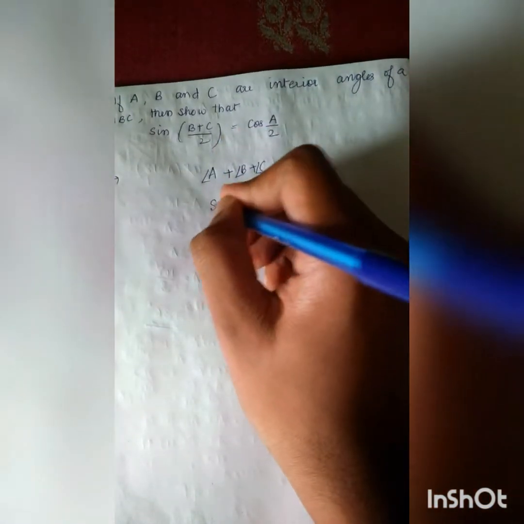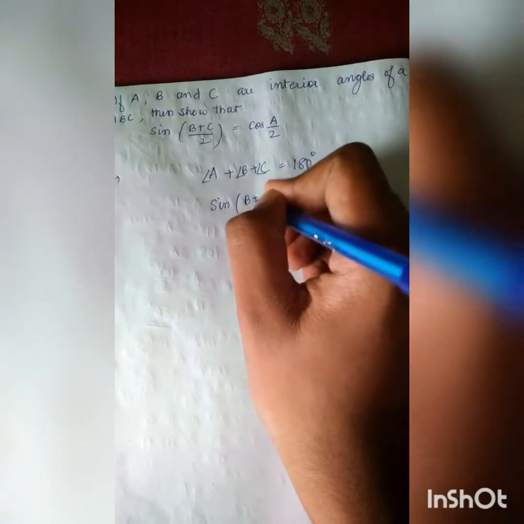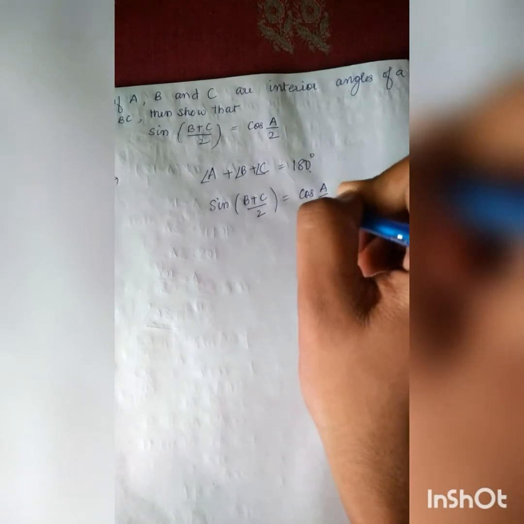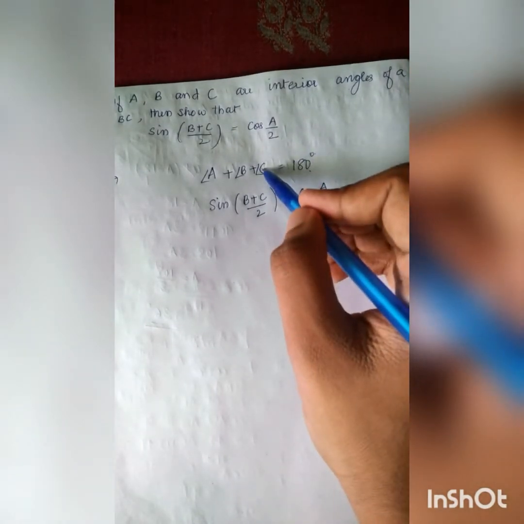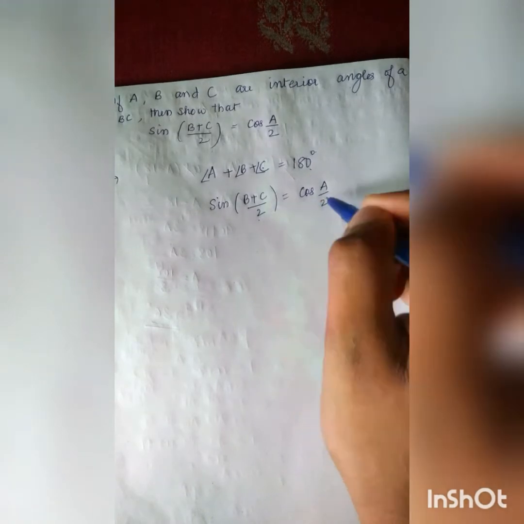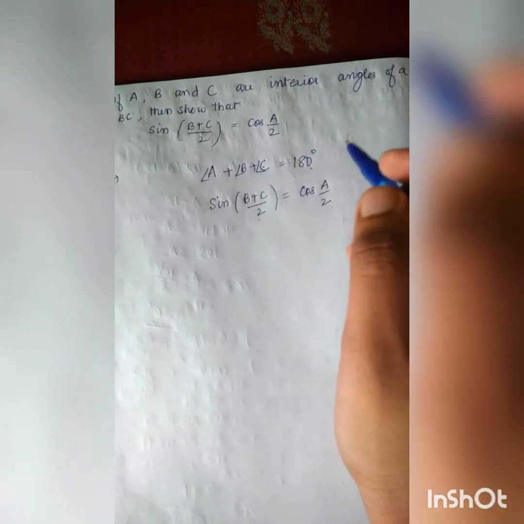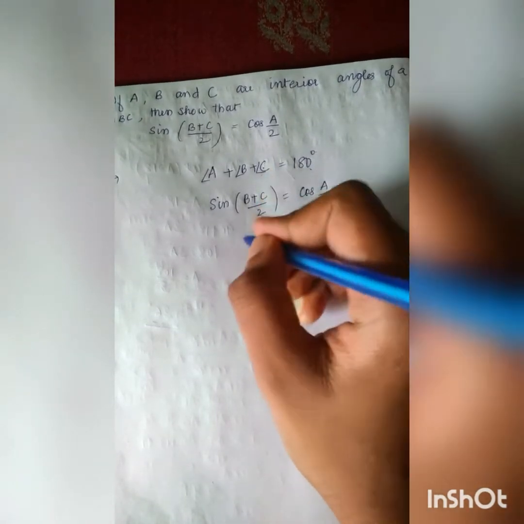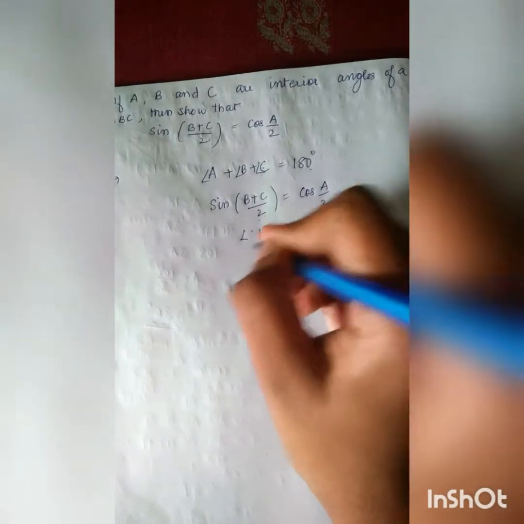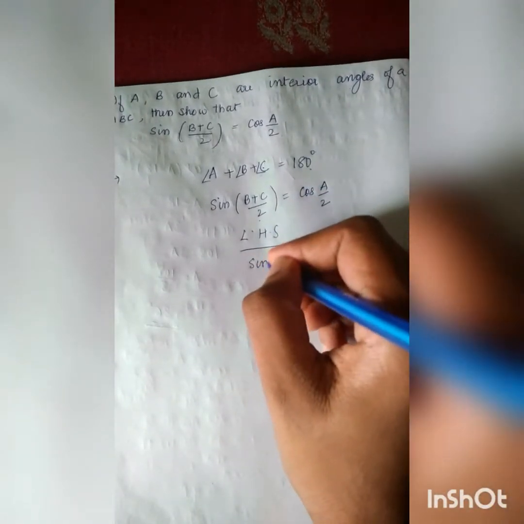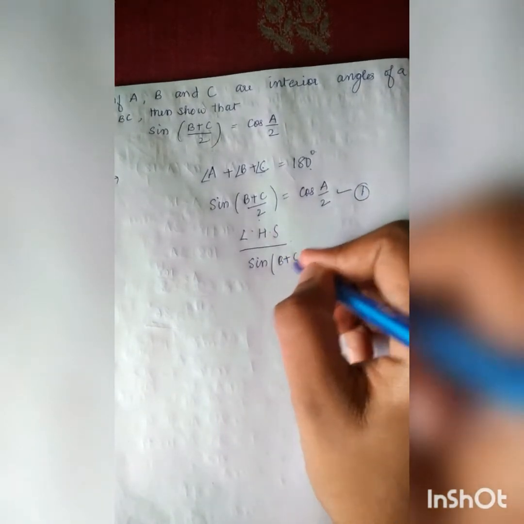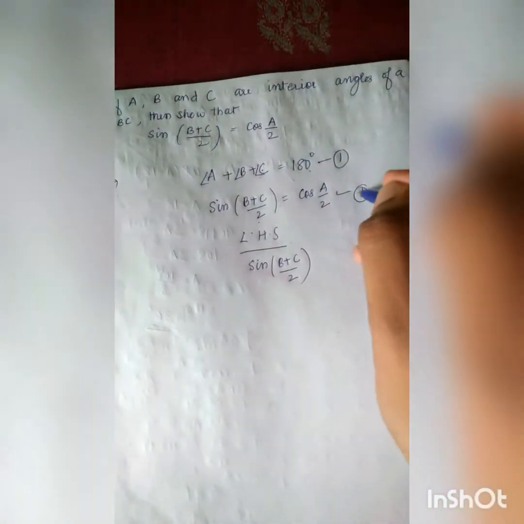Now we need to prove that sine of (B plus C) divided by 2 is equal to cos of A by 2. Now we'll use this equation on the right hand side or the left hand side, whichever we wish. So we'll put that, so we'll get the answer. So I am using the left hand side, so I have sine of (B plus C) divided by 2. Let's just name this as 1 and this as 2.